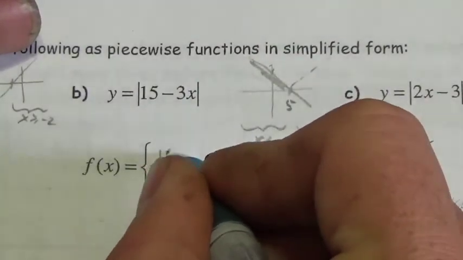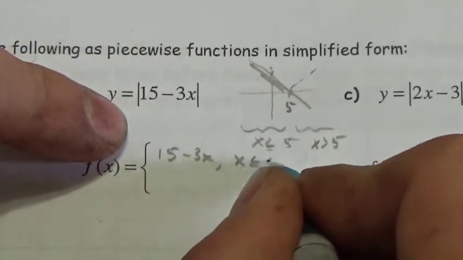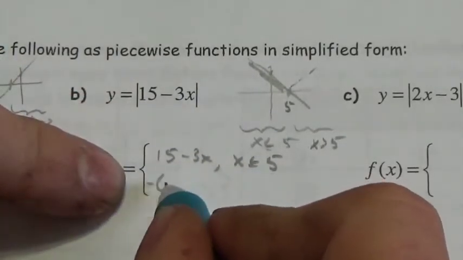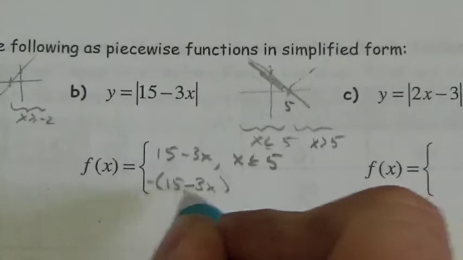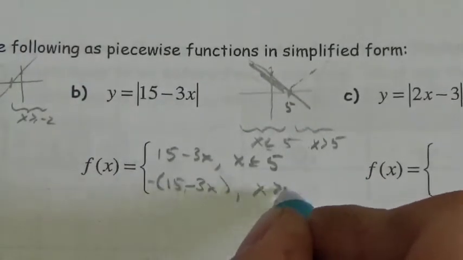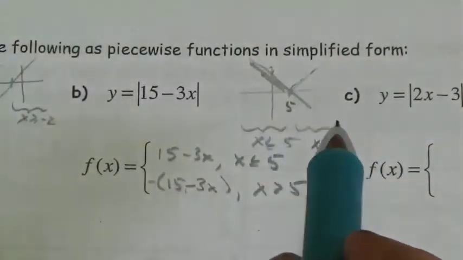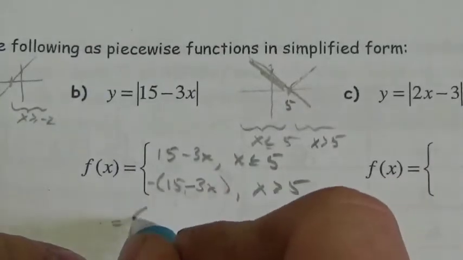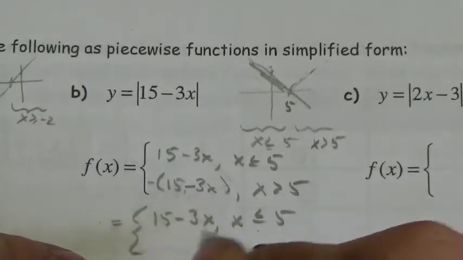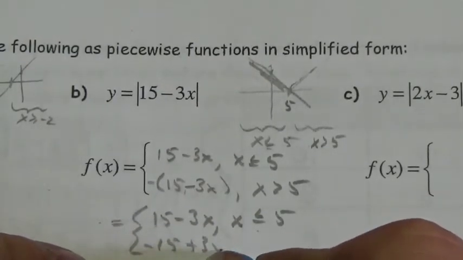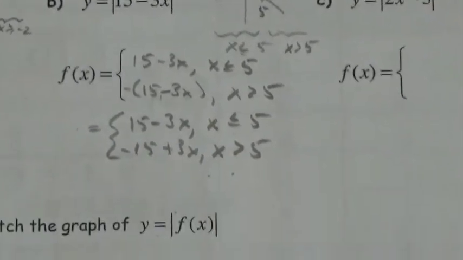So the absolute value, or the piecewise function, is going to be 15 minus 3x when x is less than or equal to 5. And then I'm going to throw a negative in front: negative, bracket, 15 minus 3x when x is greater than 5. Because up here, this is where they split. Now, if you multiply that negative through, then our piecewise function is going to look like this: 15 minus 3x when x is less than or equal to 5, negative 15 plus 3x when x is greater than 5. Okay?